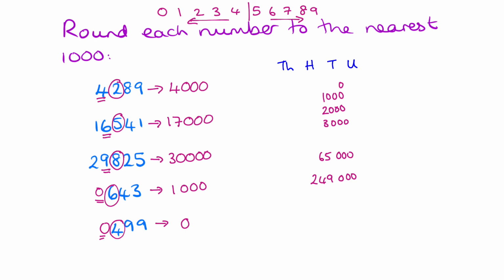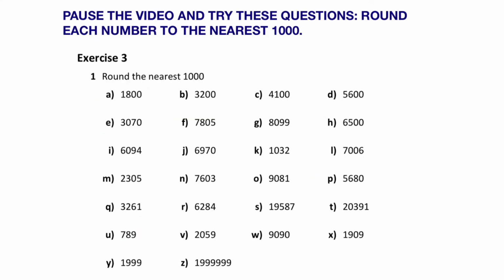Okay, so I want you to now practice rounding each number to the nearest thousand. I'd like you to pause the video again and round each of these numbers to the nearest thousand. I'm just going to pick one to show you as an example. Again, you don't have to do all of these, but I would like you to do at least 10 of them. Okay, I'm just going to pick O here. We're going to do this one together.